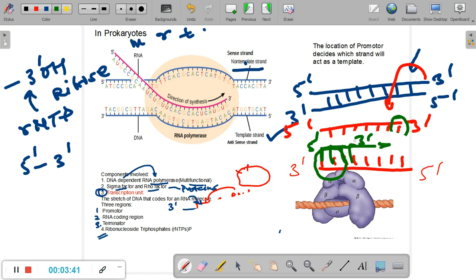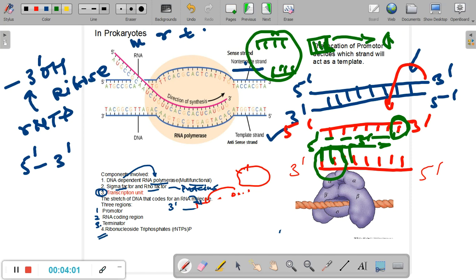So both the strands can act as a template, but they do not do so. If both of them acted as a template, they would make two single-stranded mRNA molecules which would be complementary to each other, and they would connect together and form a double-stranded structure, and a double-stranded structure cannot form a protein. Number one, this is one reason why both of them cannot act as a template.